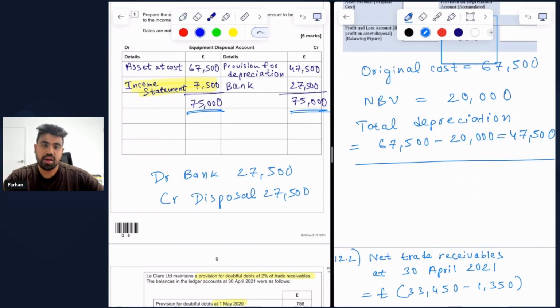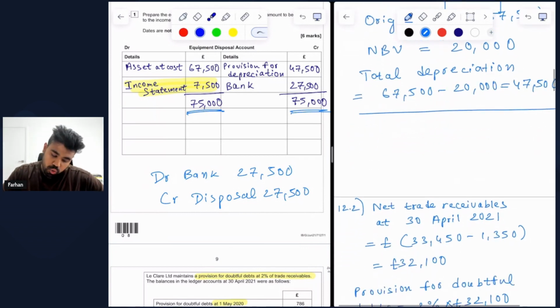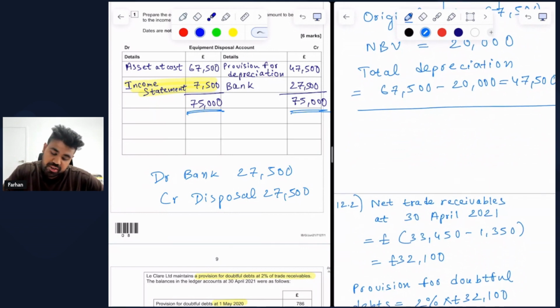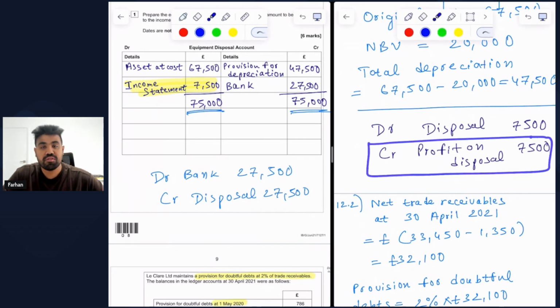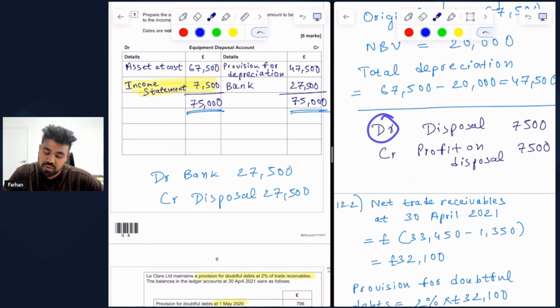Okay, so if I was to journalize this profit on disposal, which is always credited as we understand, we would be crediting profit on disposal by 7,500, and then the debit against this profit would be the disposal account itself by 7,500. We already have established before that all income is credited, and that's the reason why profit on disposal is credited. But you see how we have debited the disposal account?